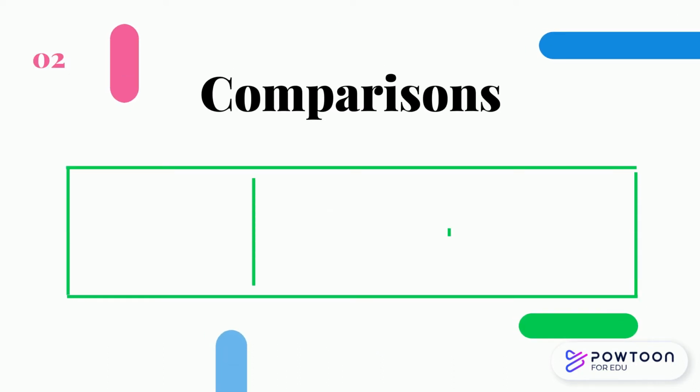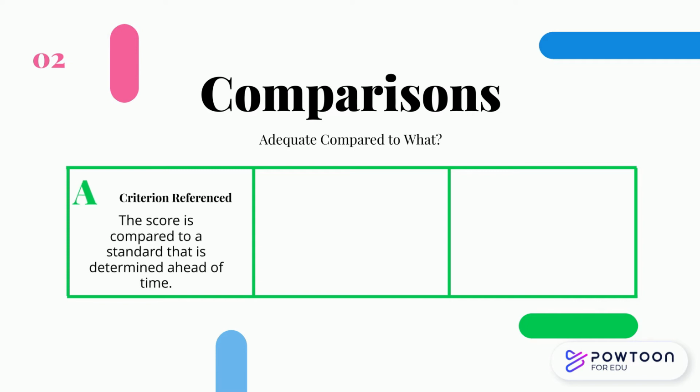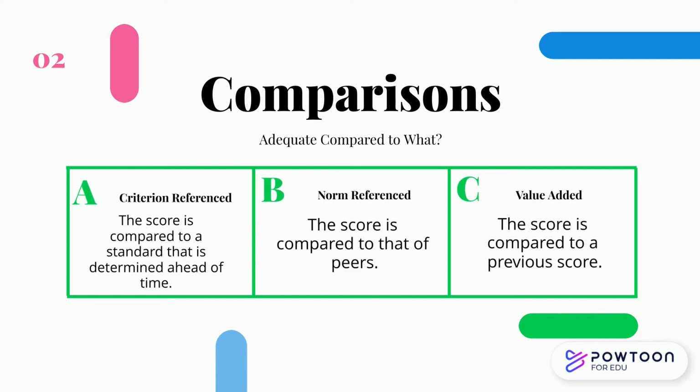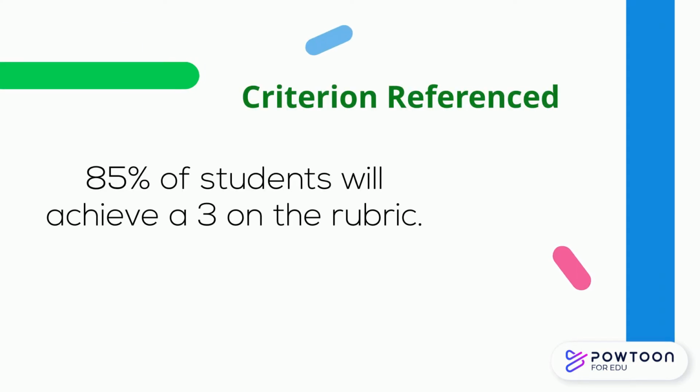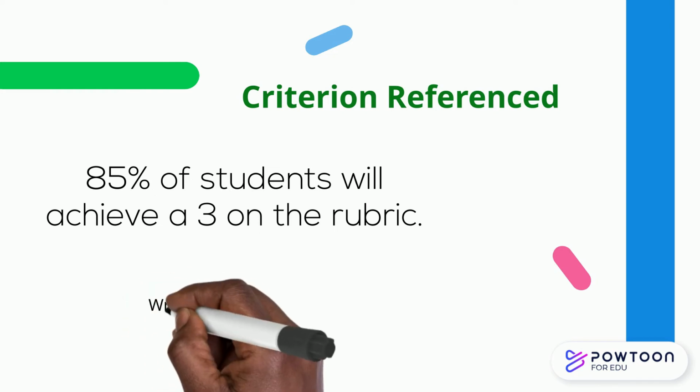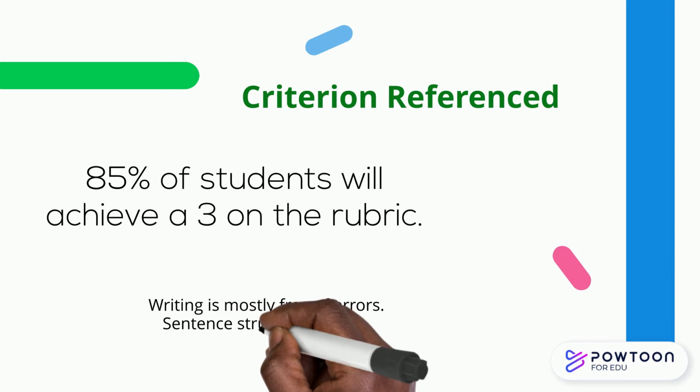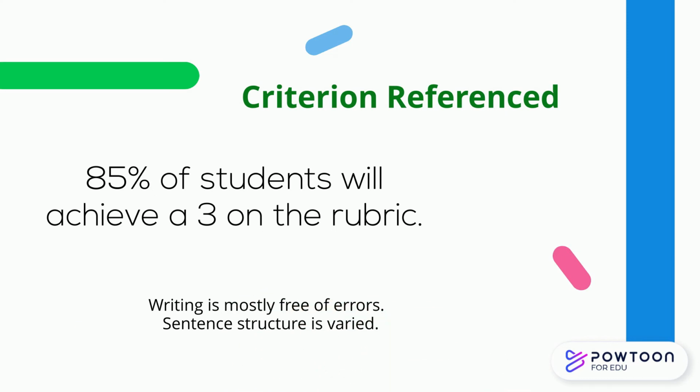Now we'll look at the comparison being made. There are several ways to determine what is adequate, including criterion referenced, norm referenced, and value added comparisons. Students will achieve a 3 as a criterion referenced comparison. The criterion and description of what is appropriate or good enough is determined ahead of time.